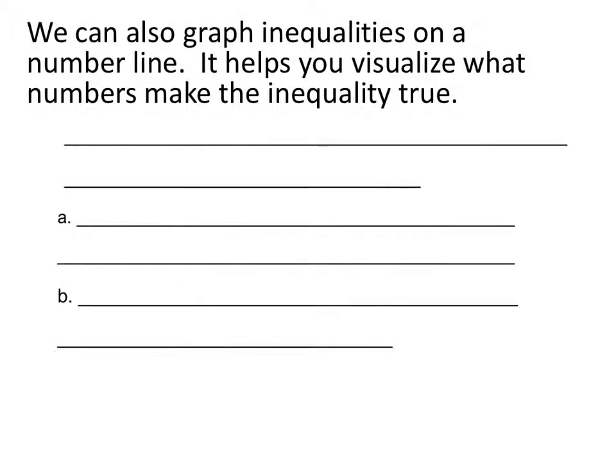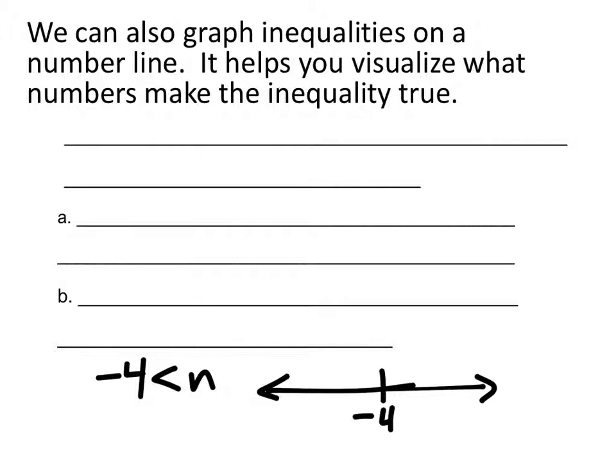So we can also graph inequalities on a number line, and it may help us visualize what numbers make the inequality true. To demonstrate this, let's use that last one. On number 7, we had negative 4 is less than n. Now there's an infinite number of values of n that would make this work. But if we show this on a number line, then we need to indicate first that negative 4, where it would be equal, is not a solution. And to do that, we use an open circle. Now it's any value of n that's bigger than negative 4, which means that it would be all the values to the right on the number line, because those values are bigger than the value that was given to us, which would be negative 4. So this creates a way for us to graph any inequality that we find.